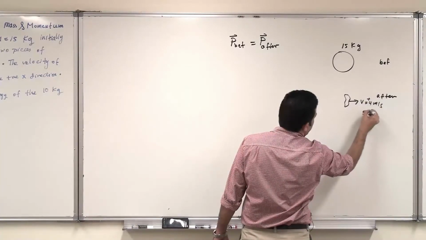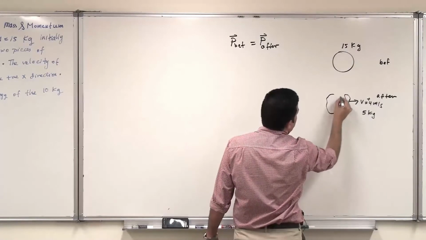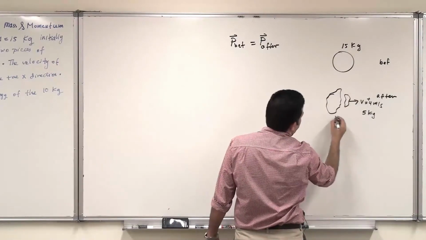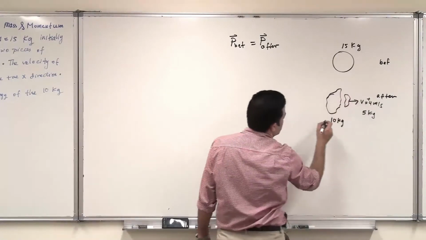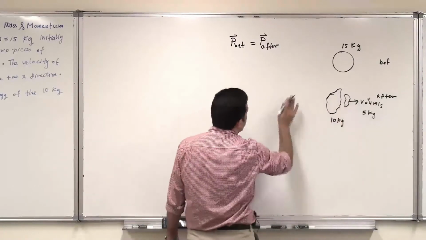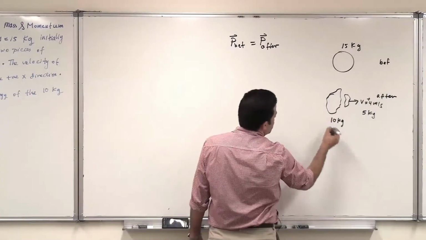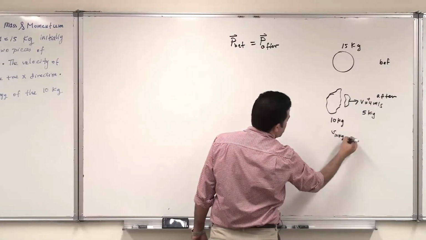So this is 5 kilogram. And there should be another mass of 10 kilogram, the rest of the 15. And we don't know the direction of its movement. We can find it from the equation. So we need to find V of the 10 kilogram after.